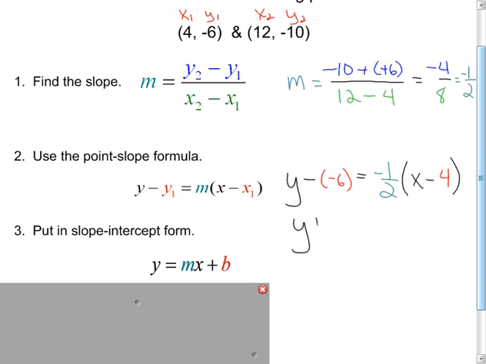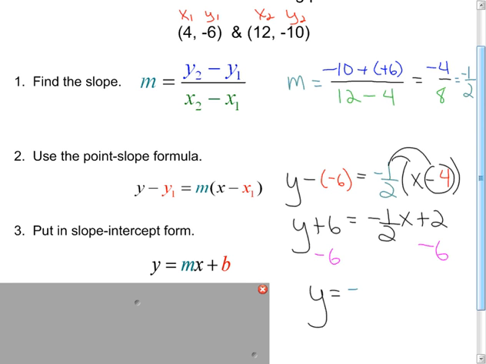So I'll just clean up these signs. y plus 6 equals, on the right now I'm going to distribute, negative 1/2 times x is negative 1/2 x, and negative 1/2 times negative 4 will change the sign to positive 2. One last step. I'm going to subtract 6 from both sides. That's going to give me y equals negative 1/2 x, 2 minus 6 is negative 4. So we see here that the slope-intercept equation is y equals negative 1/2 x minus 4, where the slope is negative 1/2, and the y-intercept is negative 4.